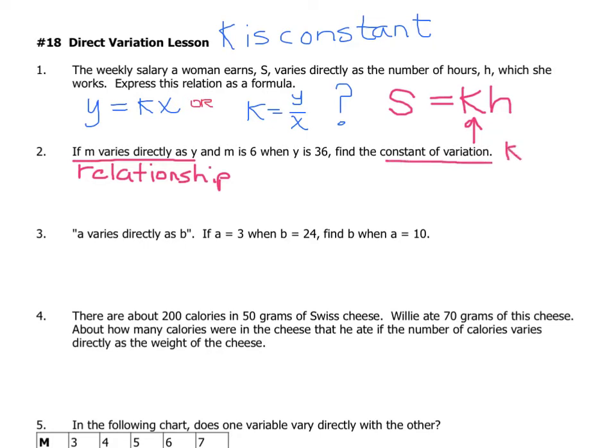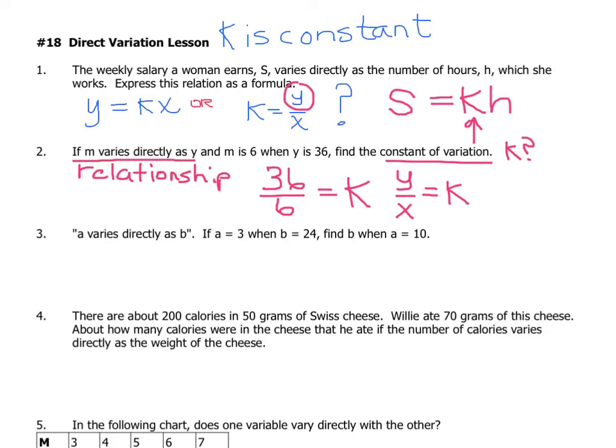The k is unknown. So which equation would we want to use? Well, M varies directly as Y, so where we have y, we're going to put the M. So we're going to have 36 over 6. And that's going to give you the constant, the thing that happens the same, because remember we have y over x, and it's equaling the constant.